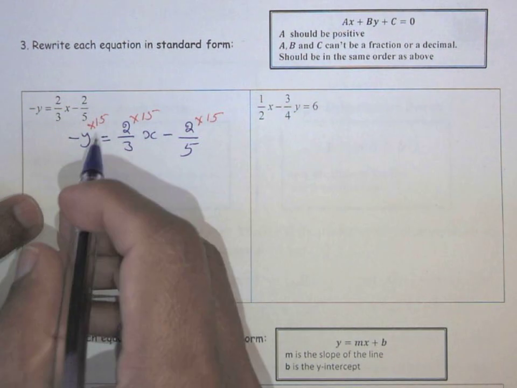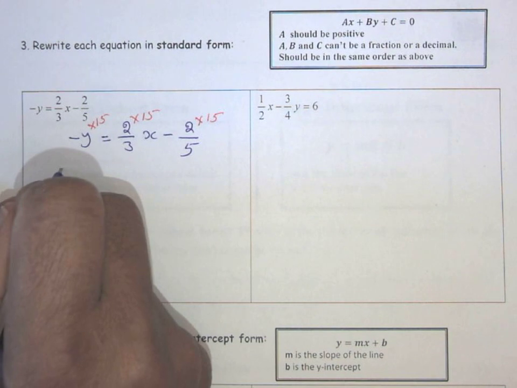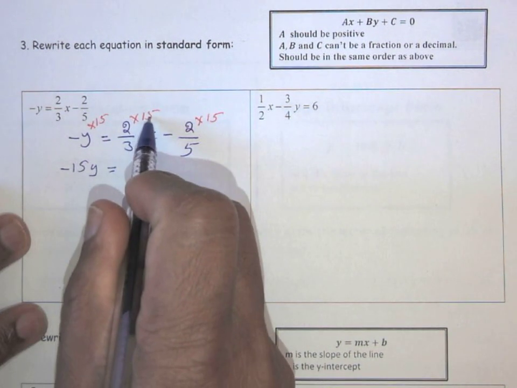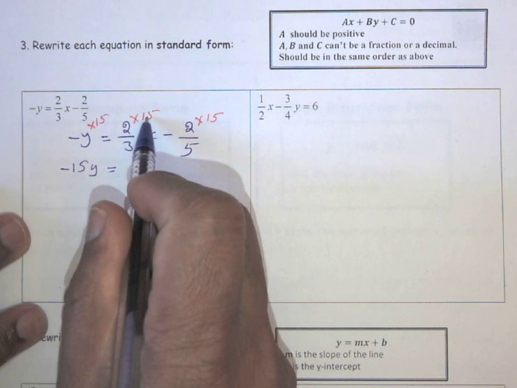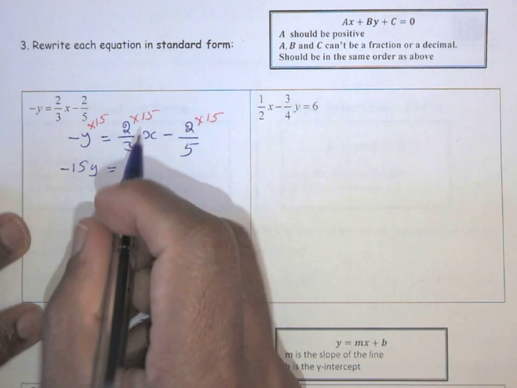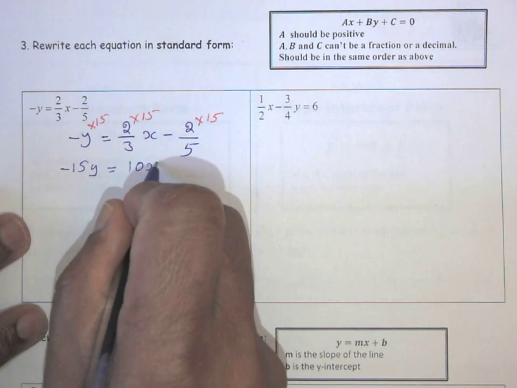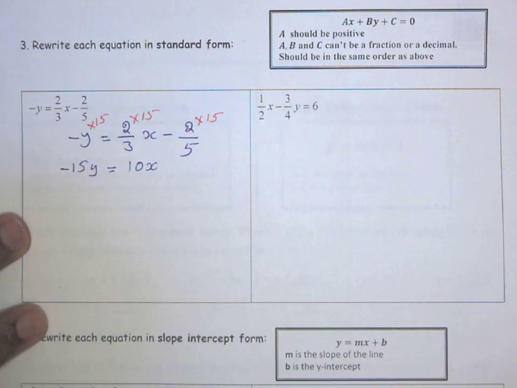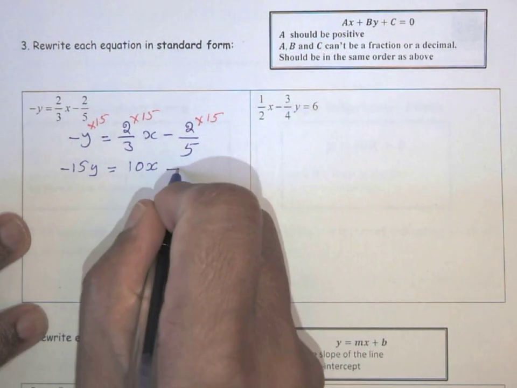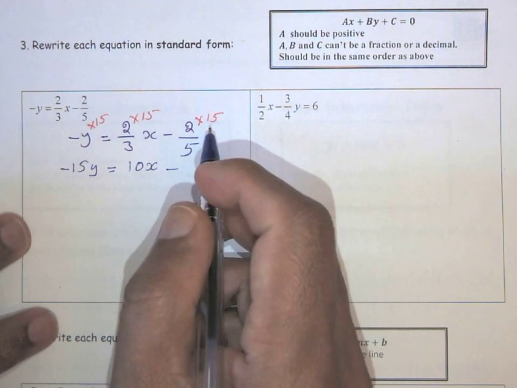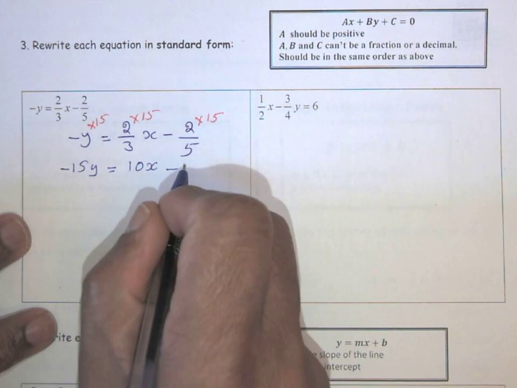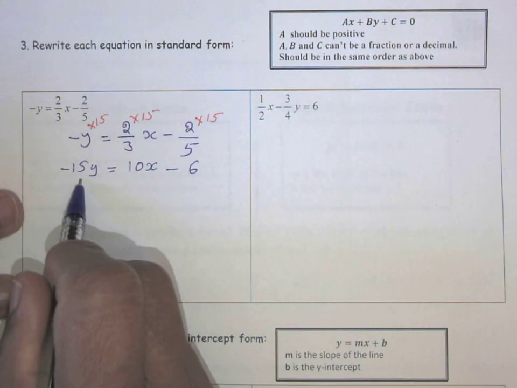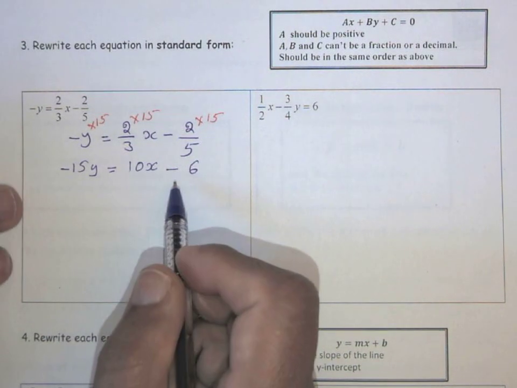So thereby what you're going to get here is negative 15y equals, so you can say 15 divided by 3, which is 5, 5 times 2, it is 10, 10x. Or you could do 2 times 15, it is 30 divided by 3, which is 10, minus, same way, 15 divided by 5, which is 3, 3 times 2 is 6. So you see, there are no fractions here anymore.